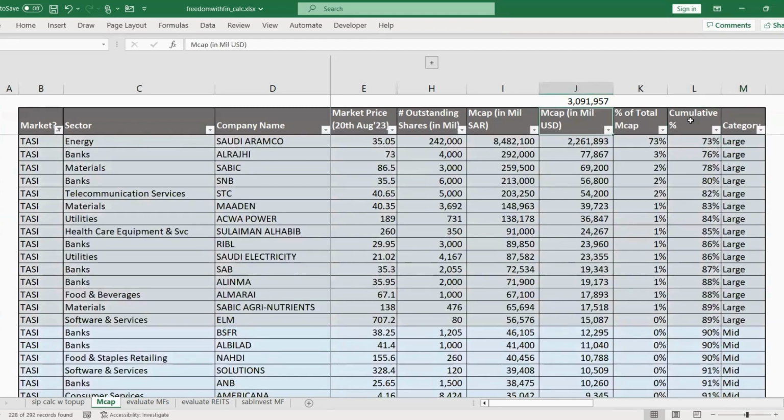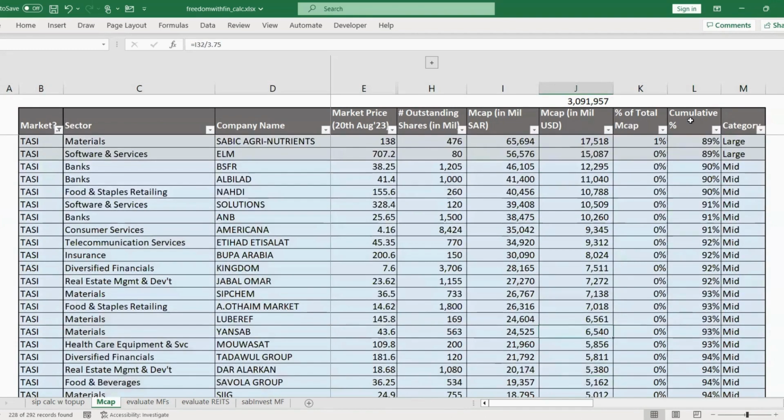If you remember the first video which I took, Saudi Aramco's market cap is close to 2.3 trillion out of the 3 trillion US dollars. So close to 70% of the market cap is just because of Saudi Aramco. Followed by which you have Al Rajhi at the second highest market cap of 77,867 million US dollars, followed by SABIC, then SNB, then STC, Maaden, etc., right?